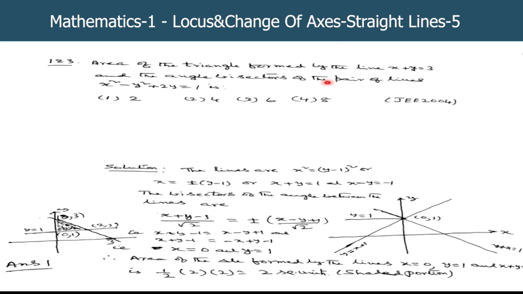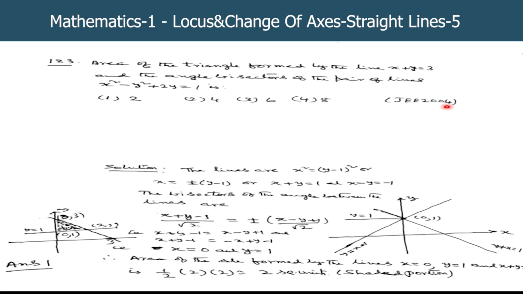Right. Area of the triangle formed by the line x plus y is equal to 3 and the angle bisectors of the pair of lines x square minus y square plus 2y is equal to 1 is: 1) 2 square units, 2) 4 square units, 3) 6 and 4) 8. Of course, all are square units. When the area comes into the picture, units means square units.